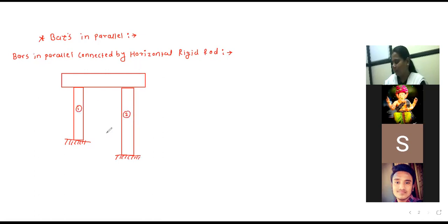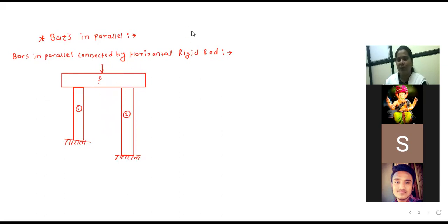This is rod 1 and this is rod 2, and here the total force is applied. So this is our first condition: bars in parallel connected by a horizontal rigid rod. What is the meaning of a rigid rod? Rigid means deformation is not possible in that rod. So this is our figure.